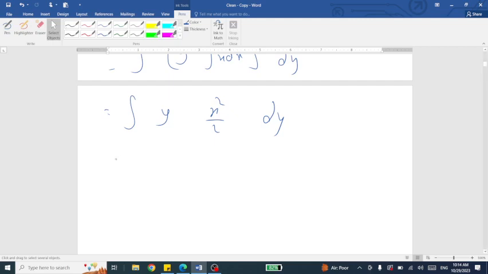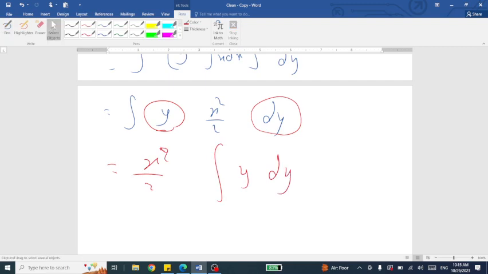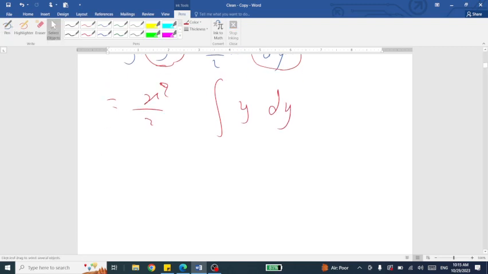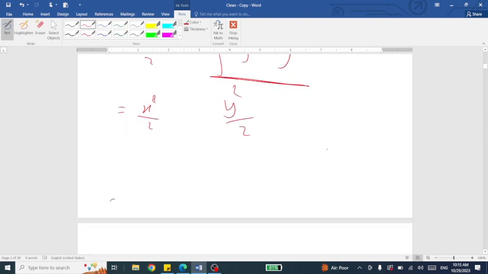Later I say, now my variable is what? It is dy. So x squared over 2 is outside of the integral. That's why I say x squared over 2 and the integral of y is y squared over 2. You got it? Clear? Good. So that's all about what we have.